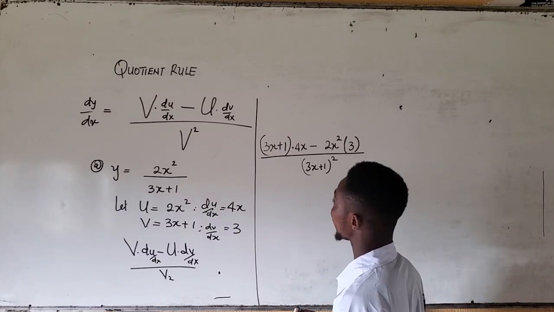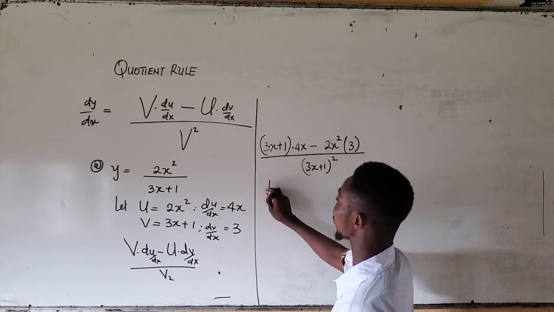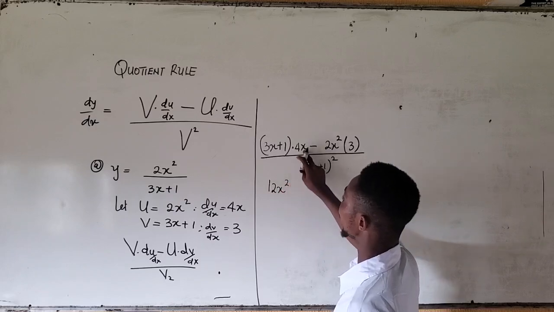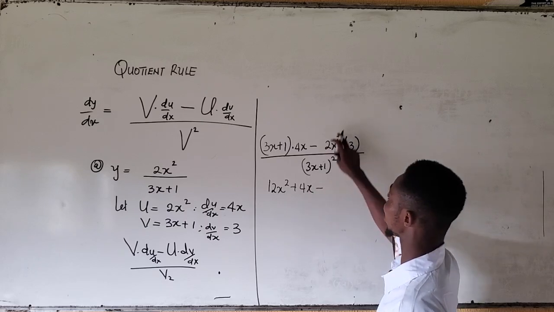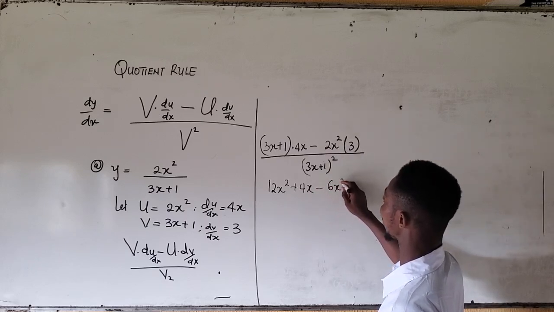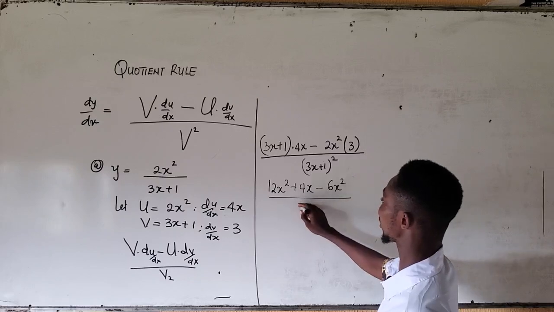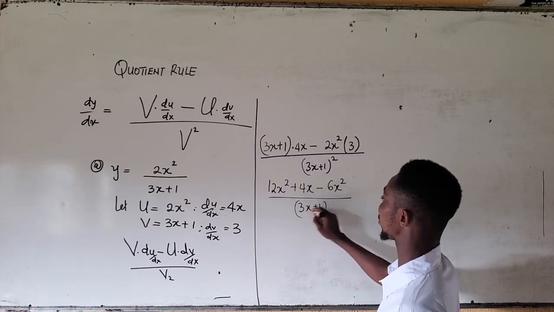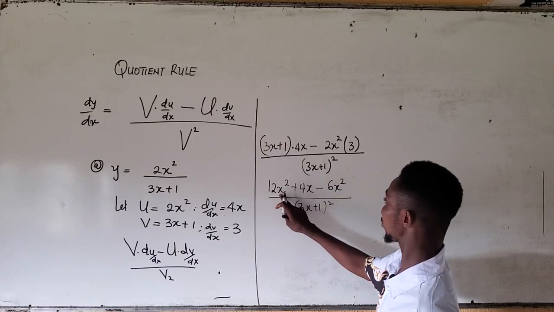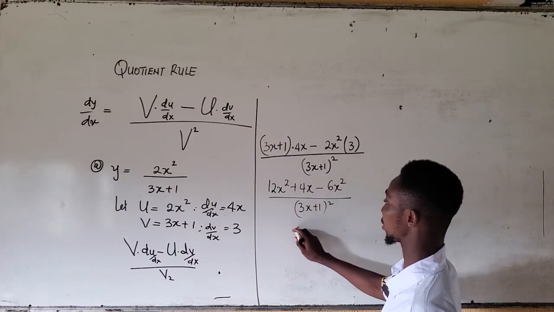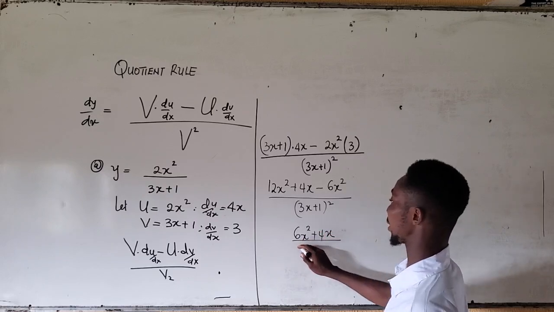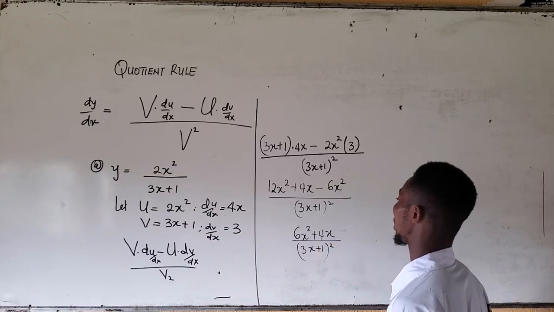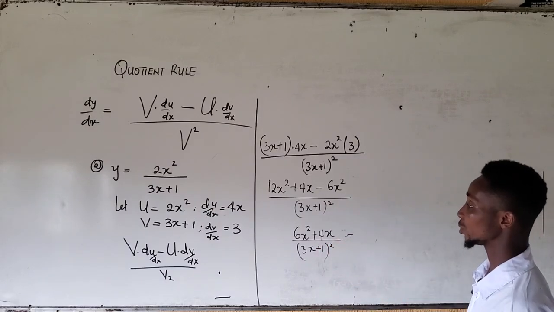So if this is true, let's expand this bracket. 4x times 3x will give us 12x squared. 4x times 1 is 4x, minus 3 times 2x squared will give us 6x squared, all over 3x plus 1 all squared. So 12x squared minus 6x squared will give us 6x squared plus 4x, all divided by 3x plus 1 all squared.